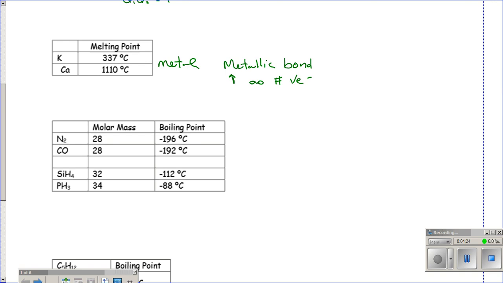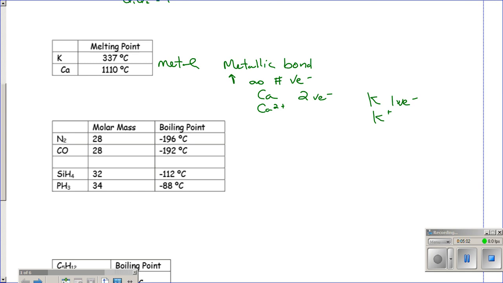So here we have calcium with 2 valence electrons forming a 2+ ion, versus potassium with 1 valence electron forming a 1+ ion. A 2+ ion is going to be more attracted to the sea of delocalized electrons than the 1+ ion will. And therefore calcium is going to have a stronger particle attraction and a higher melting point.